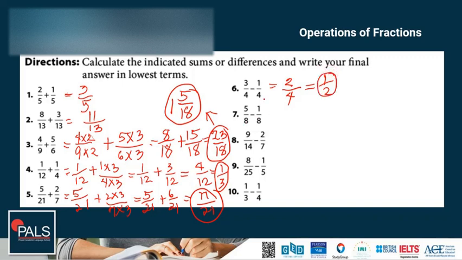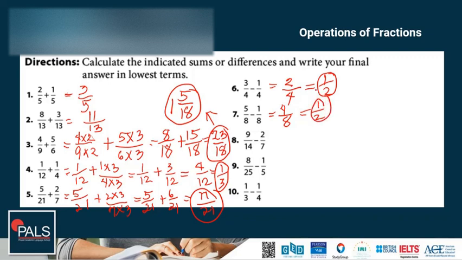Okay, 5 over 8 minus 1 over 8. The denominators are the same, so let's just subtract the numerator. So we have 4 over 8, divided by 4, the numerator and the denominator. So the answer is also 1 over 2.